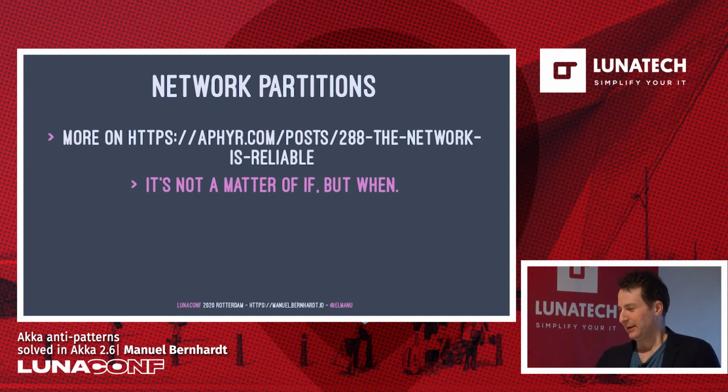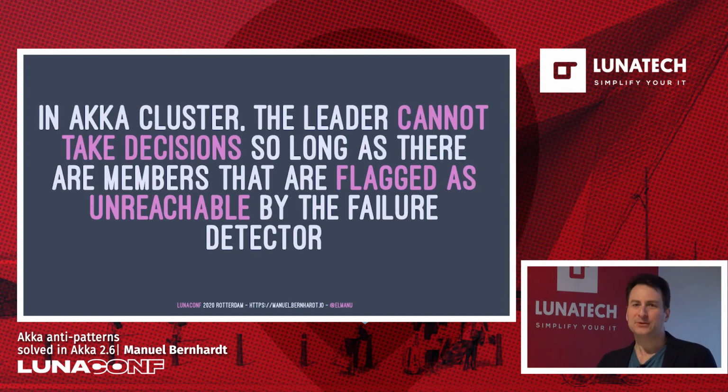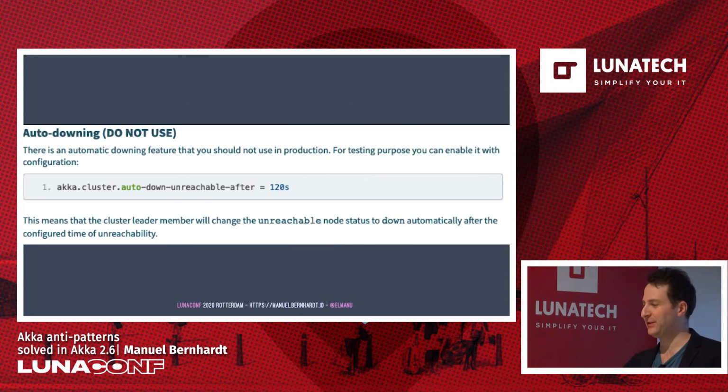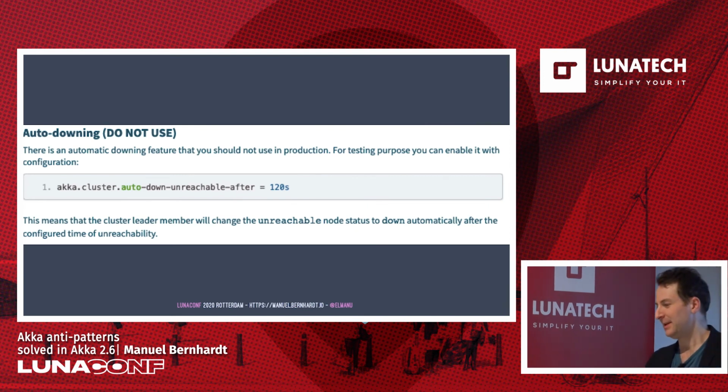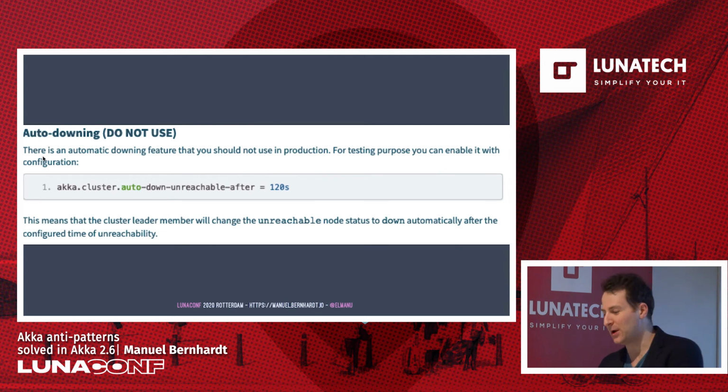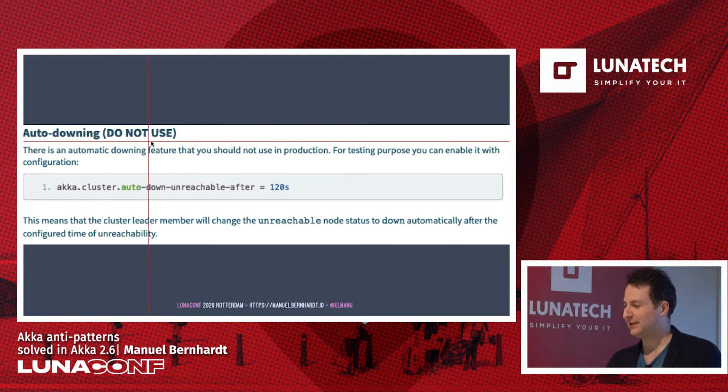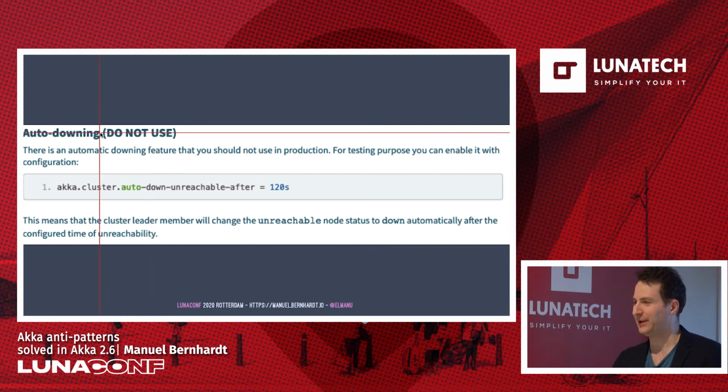Okay. So this brings us back to Akka, because in Akka, if you have a network partition and some nodes are suspected of having failed, the leader would say, hey, I can't do anything anymore. So you can't add new nodes, you can't remove nodes, someone has to make a decision. And the way this is done is by defining a downing provider. And then there used to be this thing called auto-downing, and pretty early on in the documentation, it had a "do not use" written there.